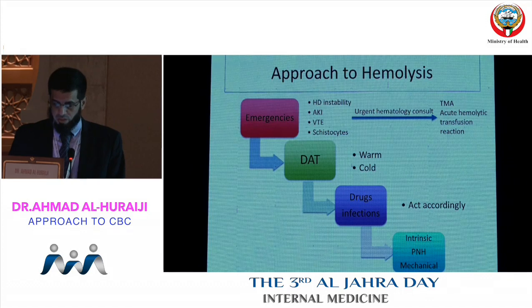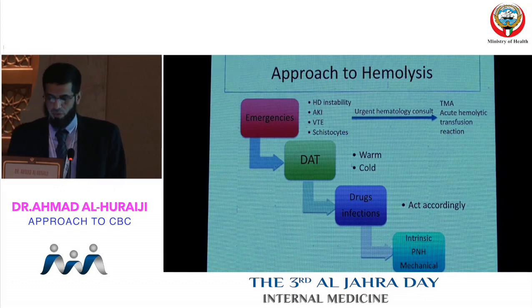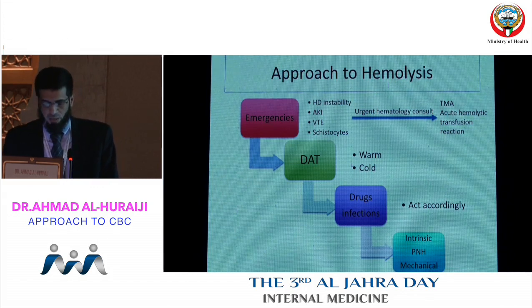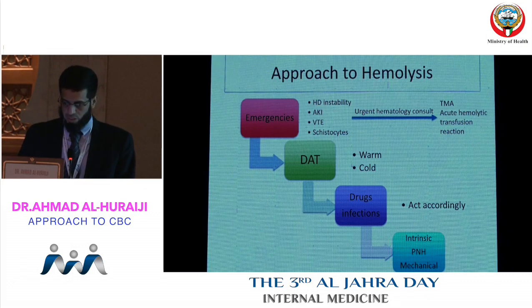And the approach to hemolysis, just a practical, we have to look for emergencies like hemodynamic instability, acute kidney injury, any thrombosis or schistocyte. Then we have to think about thrombotic microangiopathies or acute hemolytic transfusion reaction, and urgent hematology consultation should be made. And then we do a direct antiglobulin test, and if it's positive, we classify patients either they have a warm type autoimmune hemolytic anemia or a cold type.